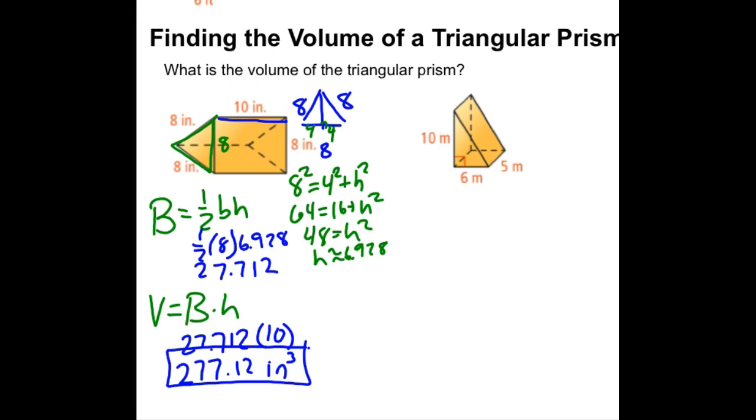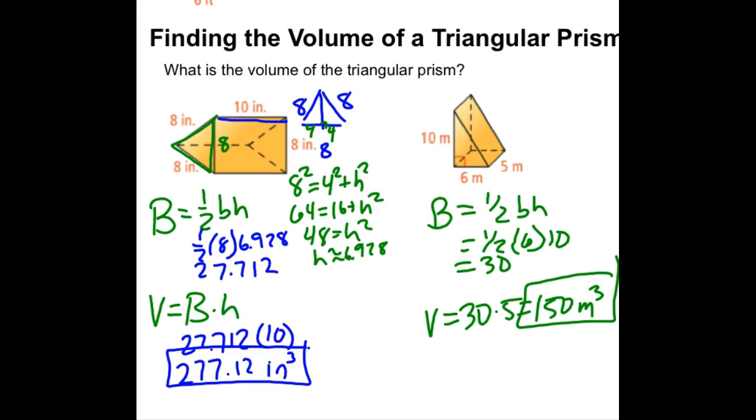All right, so this next triangle is a little bit easier. They do have a right angle in it. Why don't you pause the video here, do your volume yourself, and then check your answer with mine. All right, you can check your answers with mine. I got 150 meters cubed for my volume of my triangular prism.